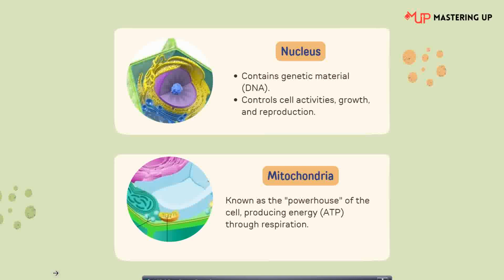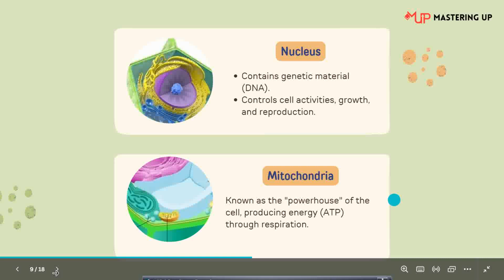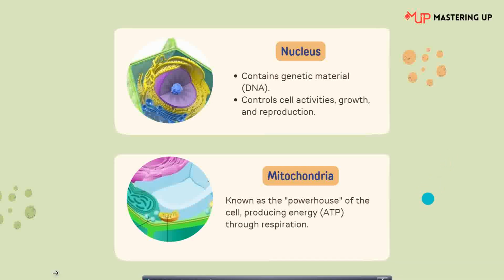Now mitochondria is known as the powerhouse of the cell. This is also an important question: which cell organelle is called the powerhouse of the cell? That is mitochondria. It produces ATP through respiration. ATP is the energy, and it is produced in the mitochondria, which is known as the powerhouse of the cell.